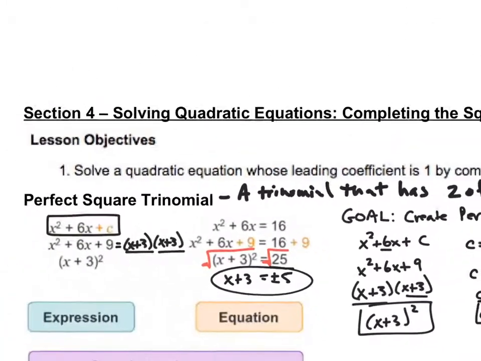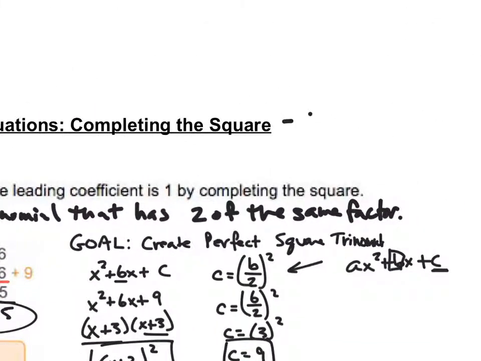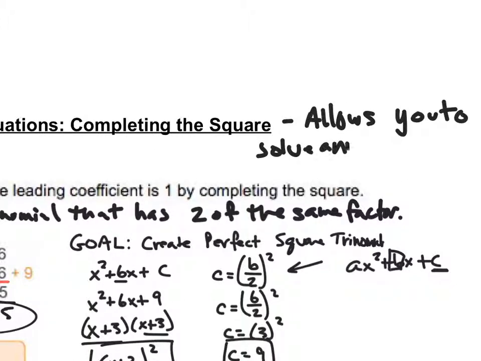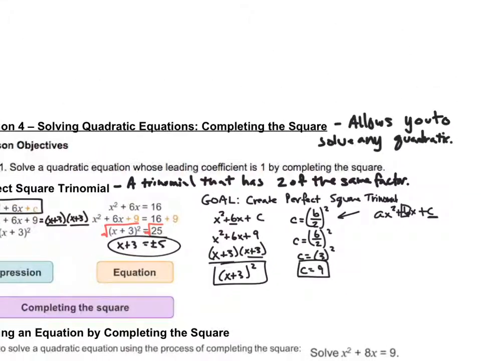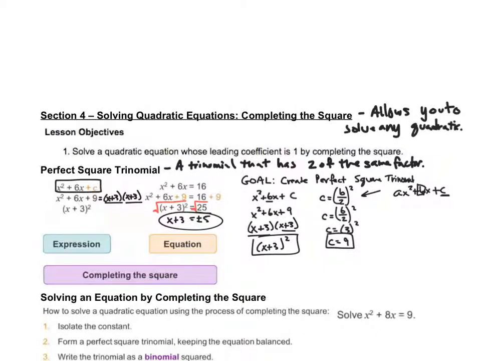All right, but here's the cool thing about completing the square, okay? This allows you to solve, so let's write this down, allows you to solve any quadratic. Okay, it's pretty powerful, all right? Because sometimes you aren't able to solve them by using factoring and all that, but this allows you to solve any quadratic, okay?